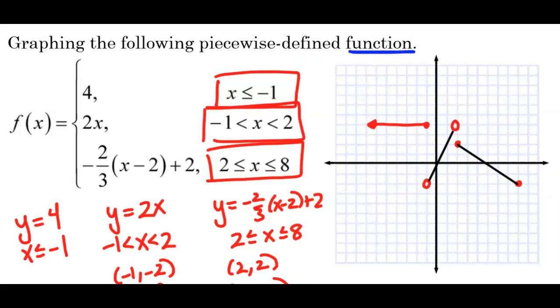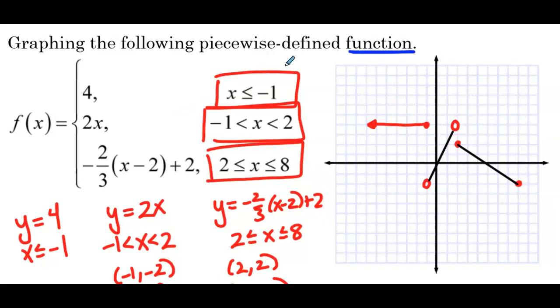Okay, so if you ever graph it and accidentally, maybe let's say this horizontal line, you graphed it going to the right instead of to the left, a good indicator that you've made a mistake is the fact that it wouldn't pass the vertical line test. Right? If this piece was pointed this way.